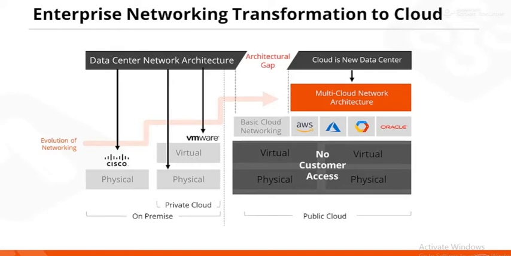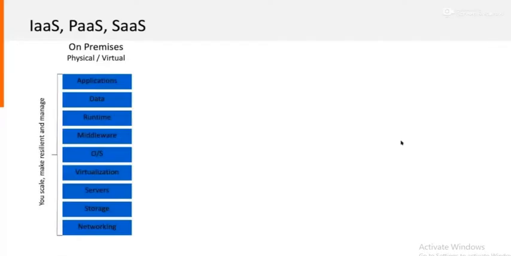So there's an architectural gap in here because these constructs are provided to you, but you have to build it yourself. And it lacks a proper multi-cloud network architecture that would help you build on the public cloud while consuming the cloud constructs.